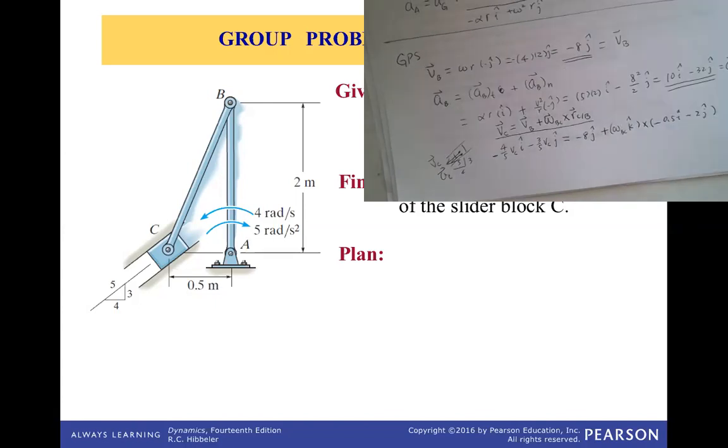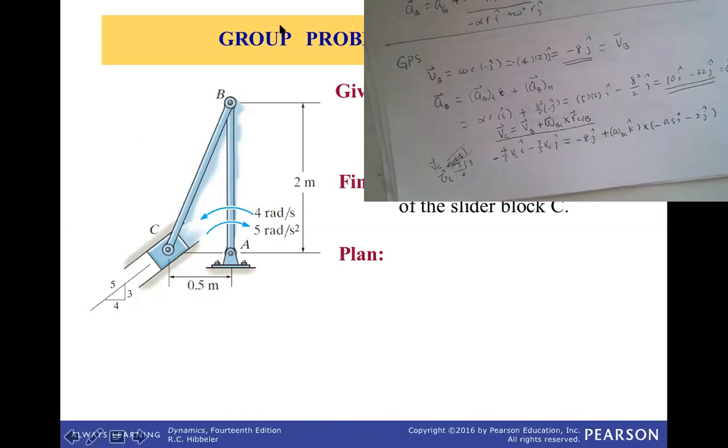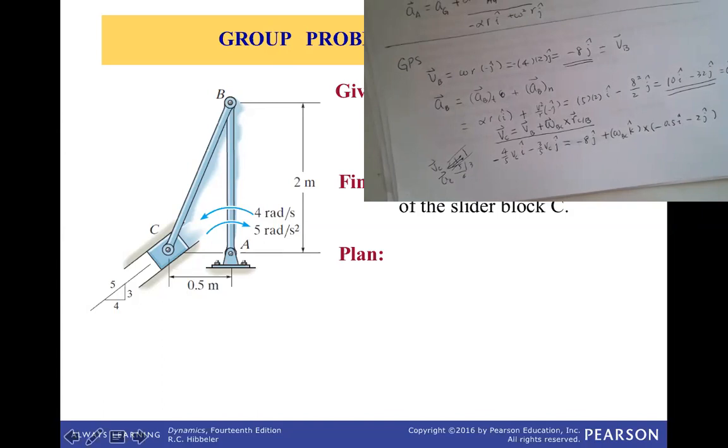My figure is being covered. Okay, yes. The geometry shows that X is 0.5, but it's to the left, so negative. And the length in the Y direction is 2. C is below B, so it's also negative. Then you set this up. In the equation, you have this as one unknown and this as a second unknown. You have two unknowns, and you can do the algebra by breaking them into X and Y components.